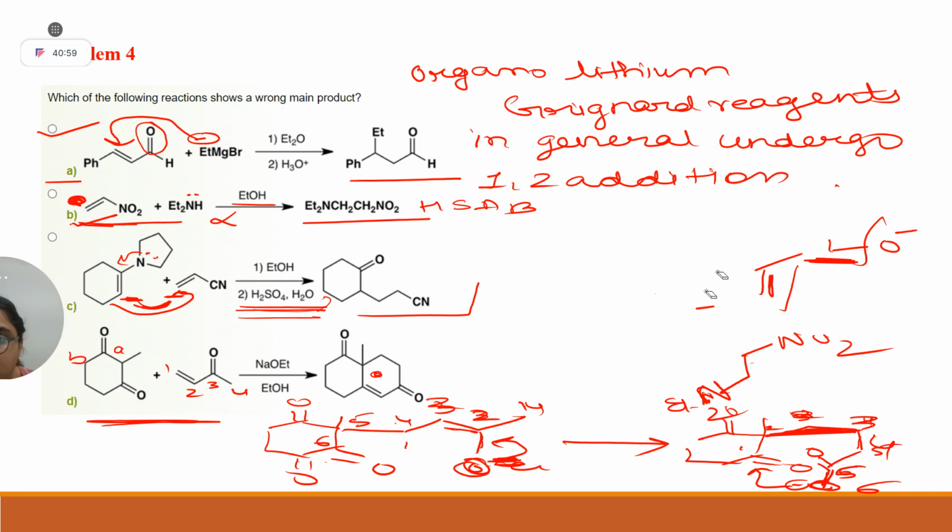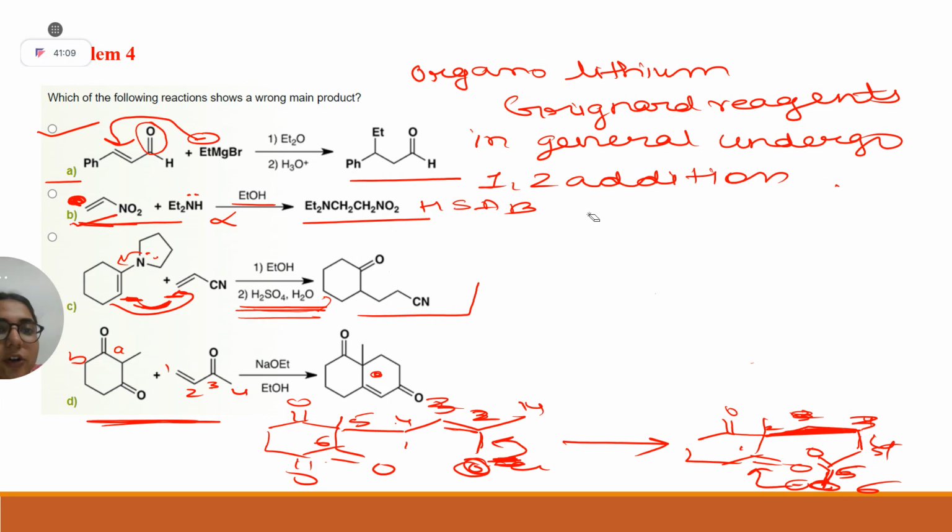But the question is asking about wrong main products. And C is also right. Correct. Understood? Why C is also correct? So the only wrong options are option A and option B. If on this slide you have any doubt, I can explain again. Just ask. Ma'am, actually, how is A wrong?